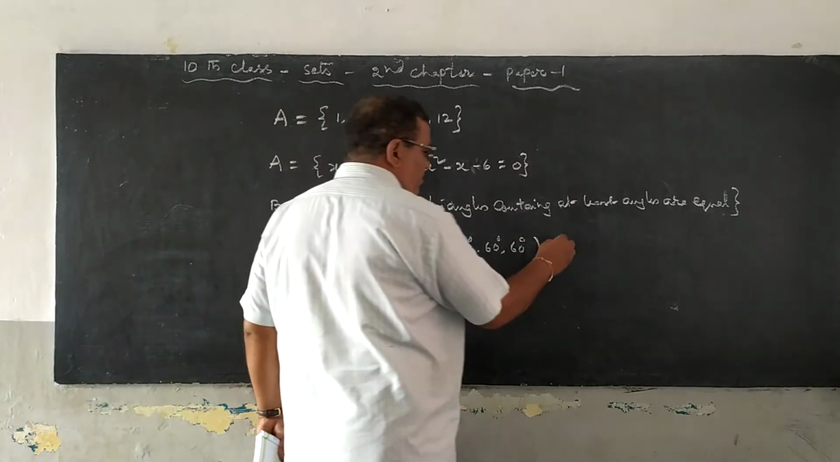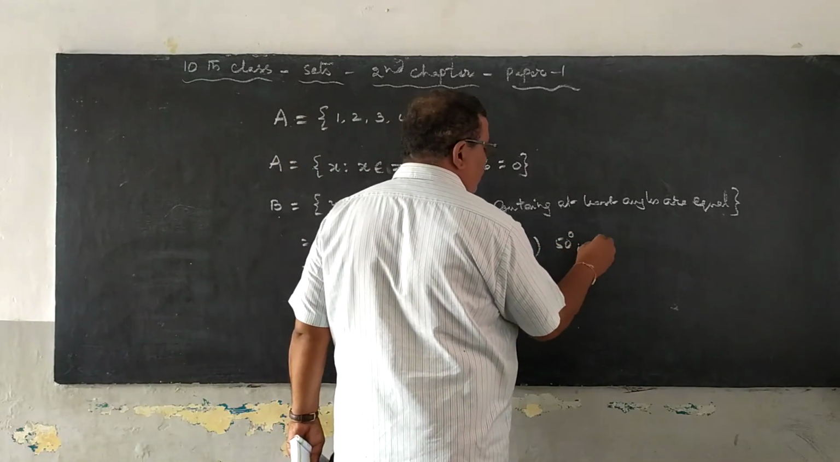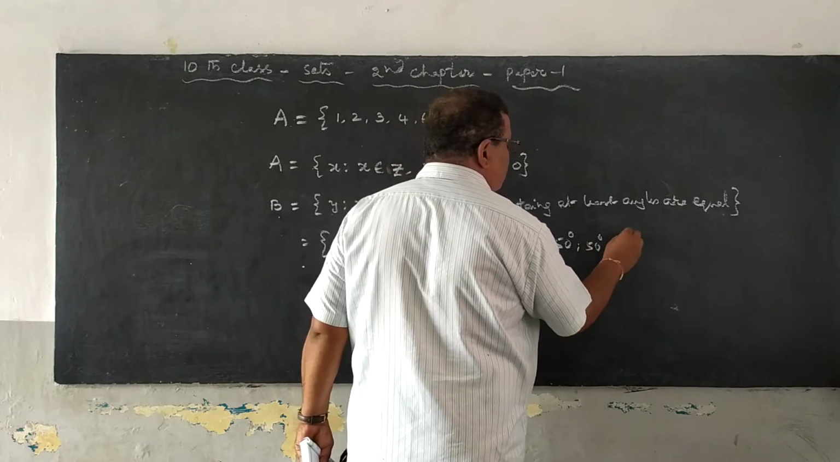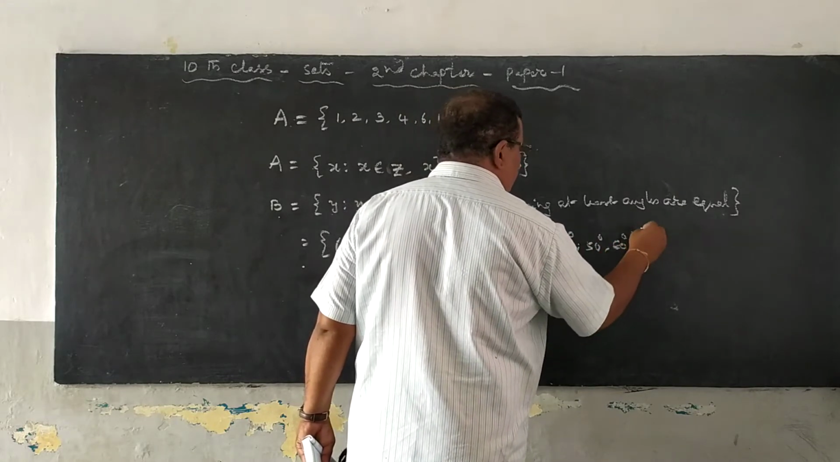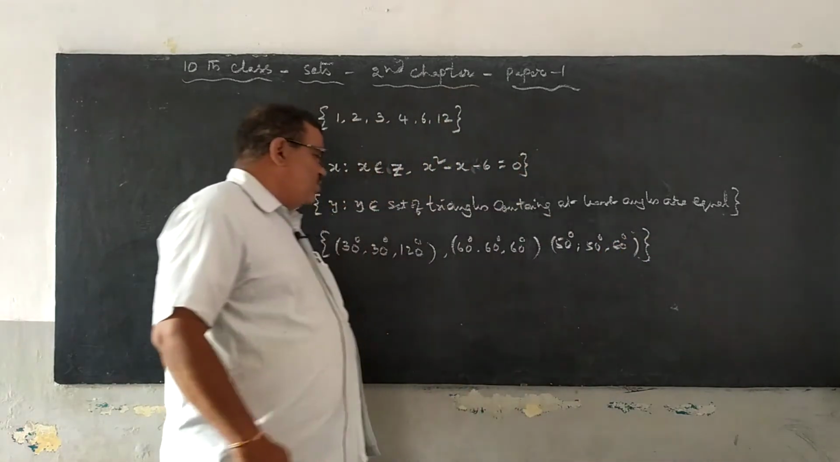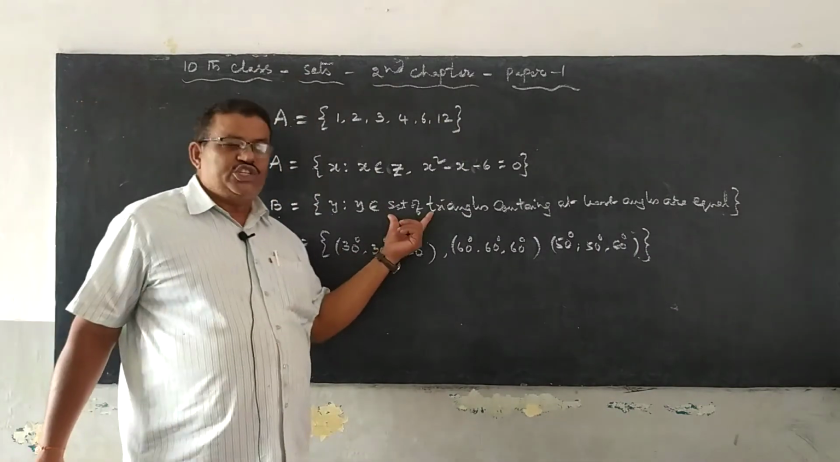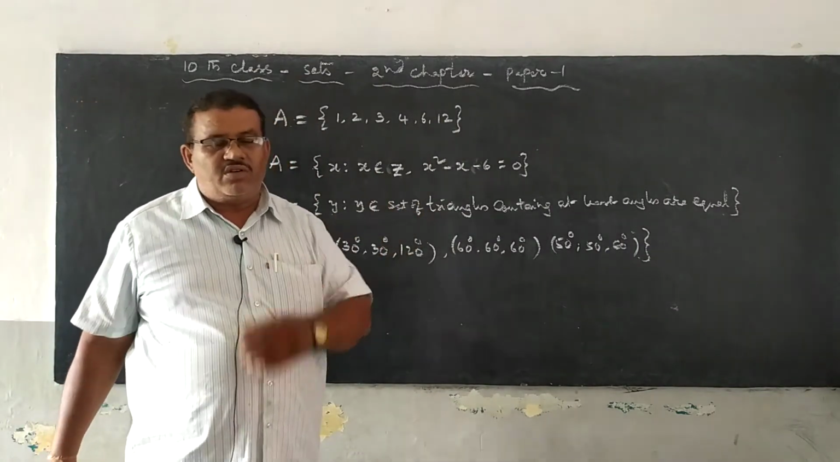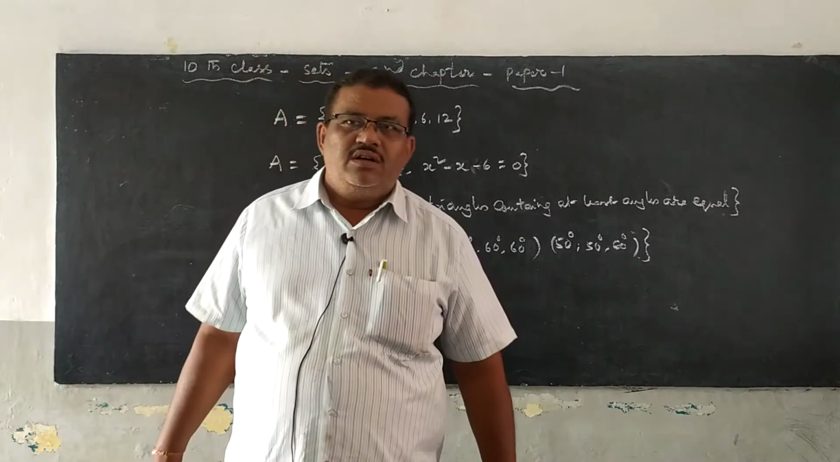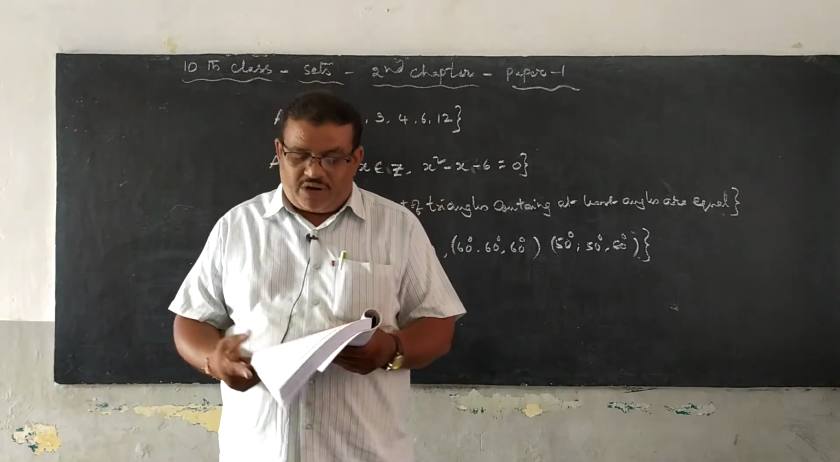Next, 50 degrees, 50 degrees, 80 degrees. This is a triangle containing the angles. So these also satisfy the above condition. In this way we have to represent your ideas. Differently also you can write like that.